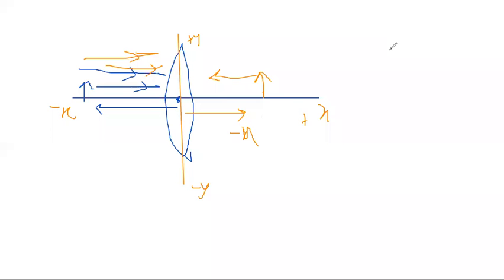The lens formula is 1/v minus 1/u equals 1/f, for both lenses, whether it is a convex lens or a concave lens, no matter. Understood?